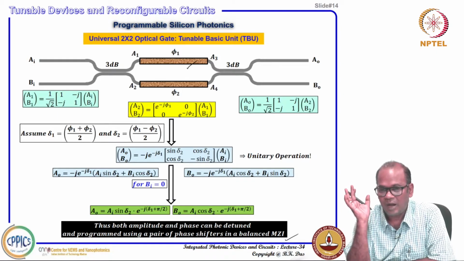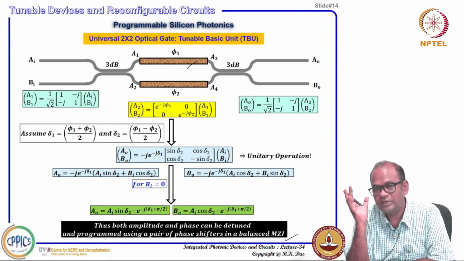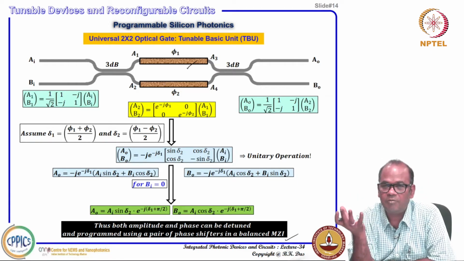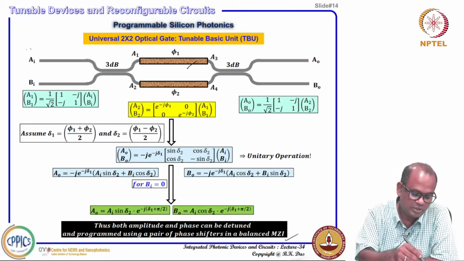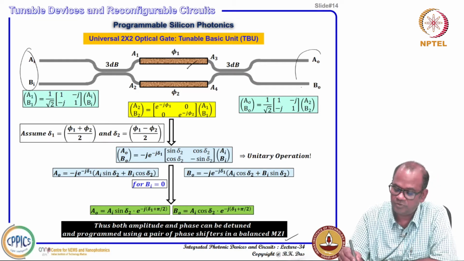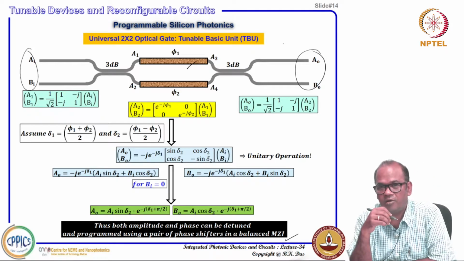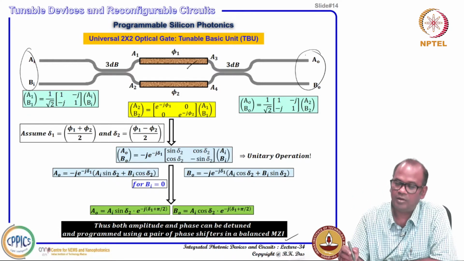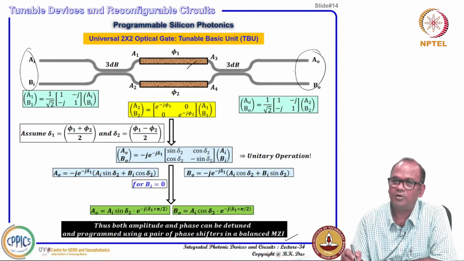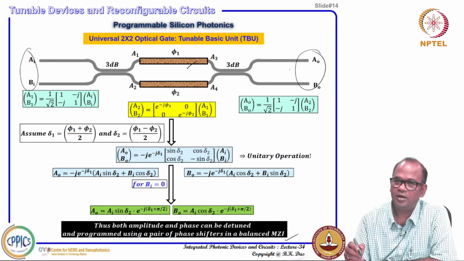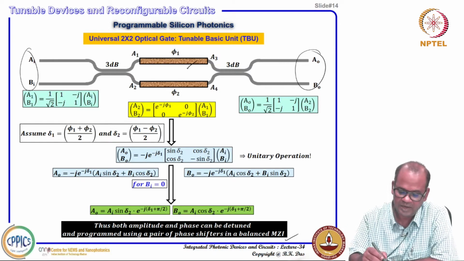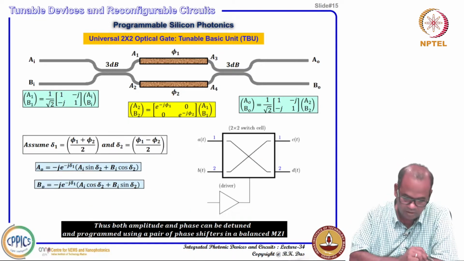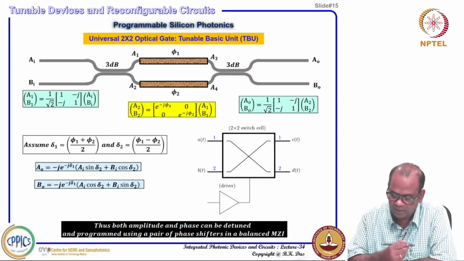But after getting this, how can you utilize it? This is a nice device, giving you a unitary operation for these 2 inputs and 2 outputs, fantastic. Also, at any of the output ports you can control your amplitude and phase at will by adjusting phi 1 and phi 2, right. How can that be done?